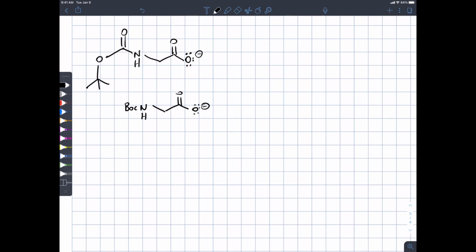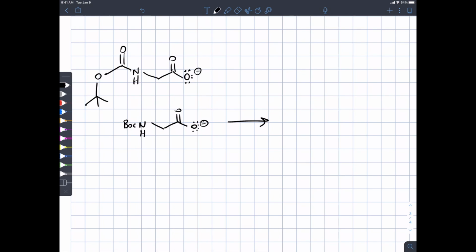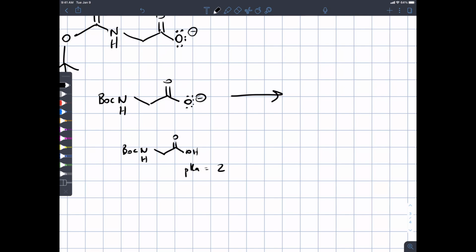Don't worry about it. If we wanted to do an SN2 reaction on this, the pKa of the conjugate acid of an amino acid, let me just draw that structure, would be around 2. It's lower than the pKa of a normal carboxylic acid because of the electron withdrawing effect of the nitrogen, the inductive withdrawal of electron density.